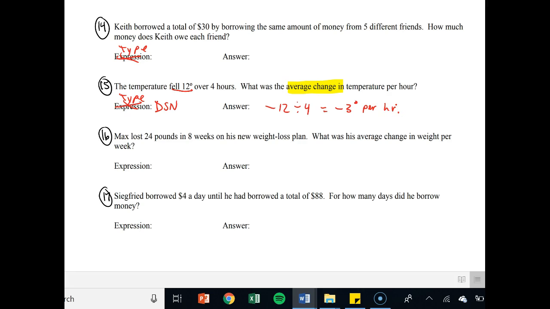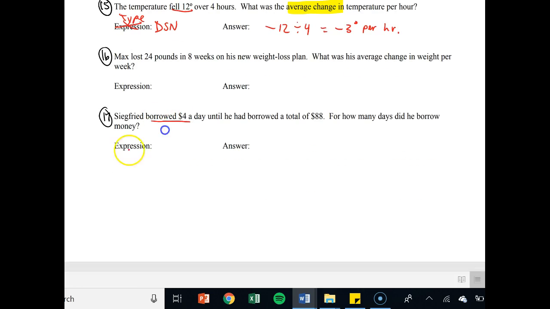Okay. And lastly, Siegfried borrowed $4 a day. Again, we're putting type instead of the expression. Until he had borrowed a total of 88. For how many days did he borrow? So borrowing $88, it's -88. Divide that by -4, because you're borrowing that per day. So -88 divided by -4. Well, it tells us that we borrowed for 22 days. So imagine borrowing $4 every 22 days. You'd have $88 at the end of the day. So the type there was an SSP. That's it. Call me if you have a question.